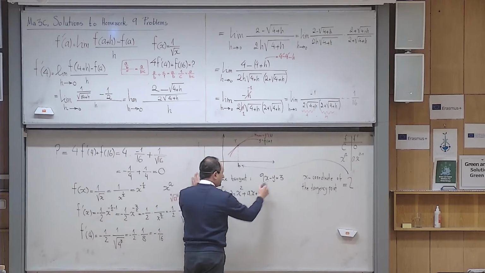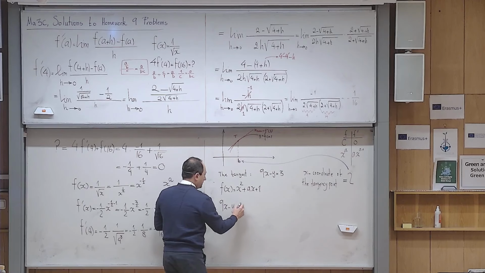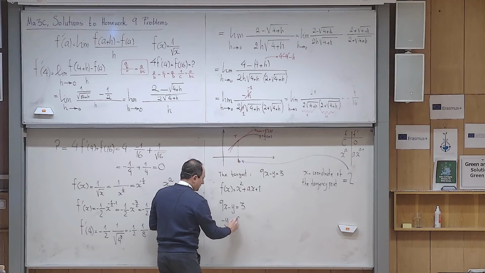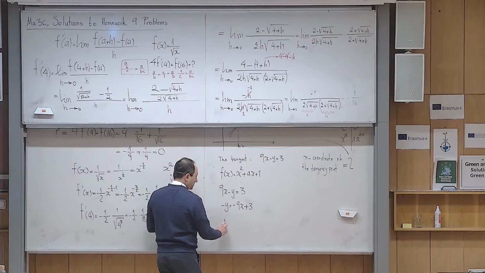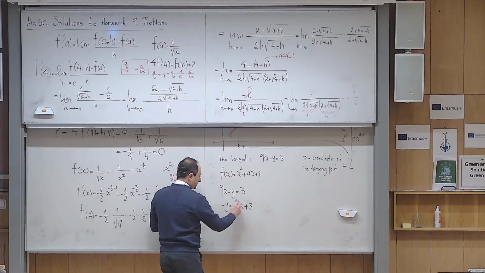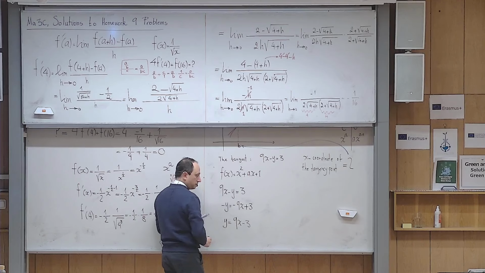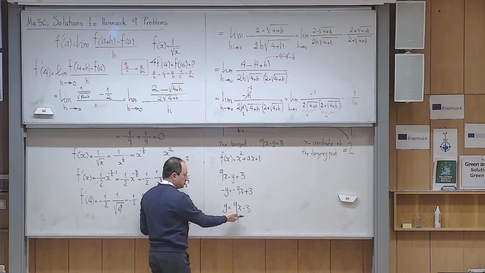If I want to read the K value here, do you remember in Ma3c? We have to isolate y. So I move 9x to the other side, which becomes minus 9x, and then plus 3. I divide everything by minus 1 because I want to isolate y. If I divide this by minus 1, it becomes 9x. If I divide this by minus 1, it becomes minus 3. Yes? And now if I ask you what is the K value, it is 9.